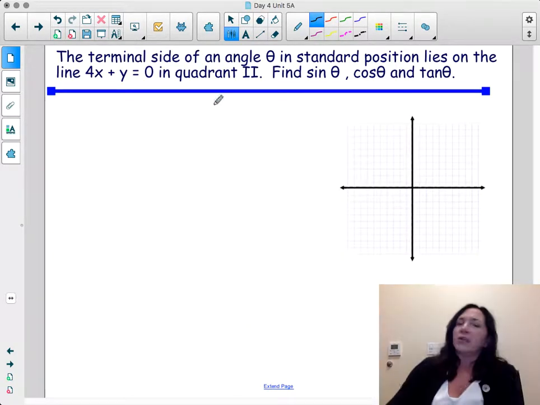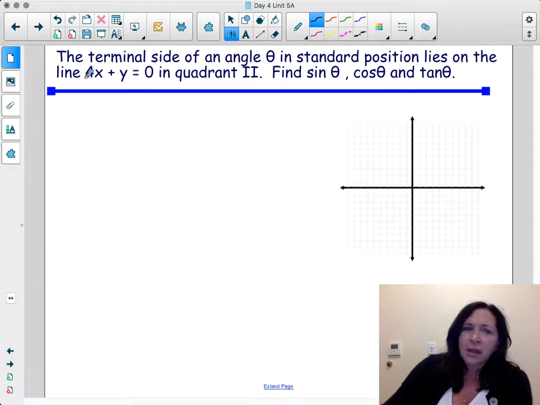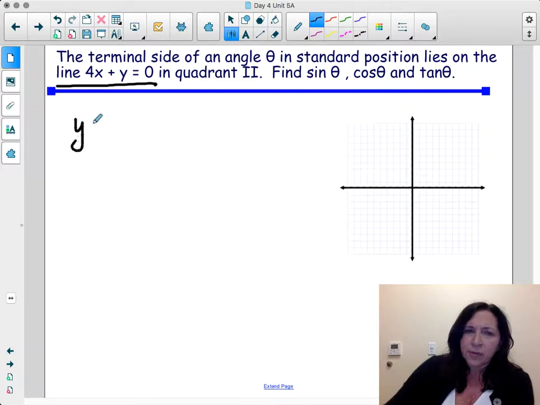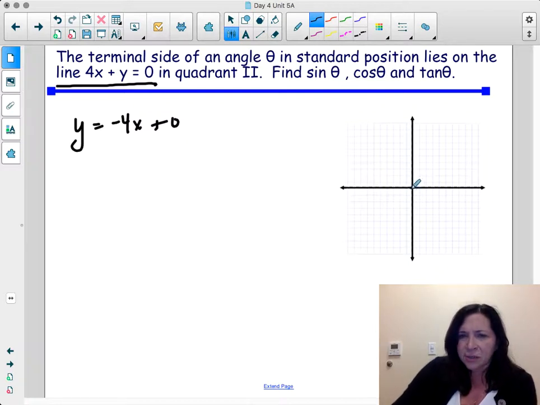So this one is a really interesting question, and I like this a lot. It says, I have a line that's 4x plus y equals 0. So we know that y equals negative 4x plus 0. Okay, we know that that's a line. We know it's a line that starts at 0, 0. And we know that's a line that goes down 4 and over 1.